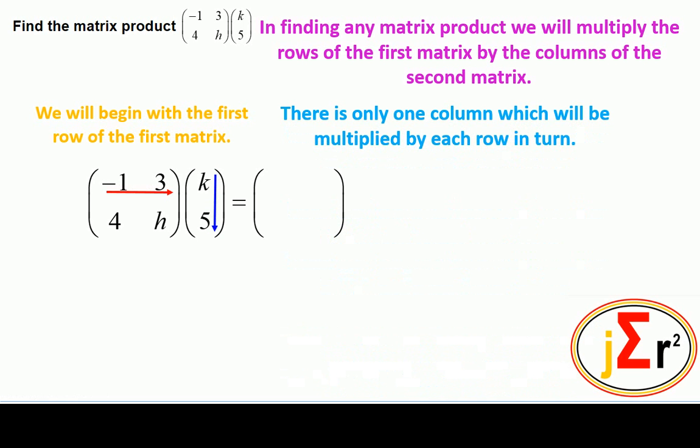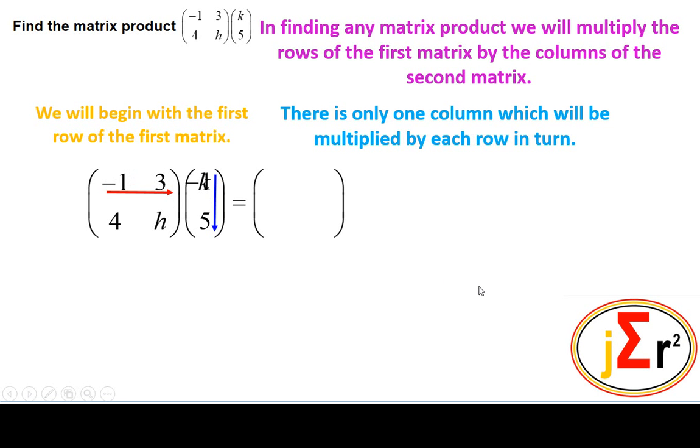There is only one column, which will be multiplied by each row in turn. This matrix, the second one, has only one column. Therefore, we will multiply that single column by each of the rows. We will begin with the first row. Row by column. The first element in the row will go with the first element in the column. The second element in the row will go with the second element in the column.